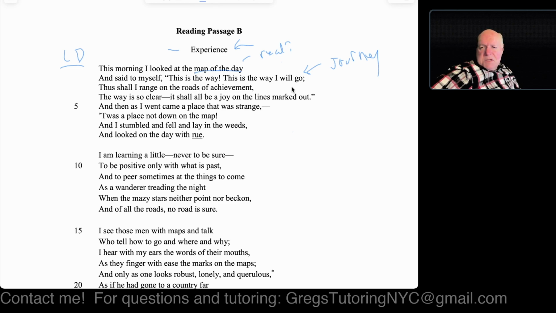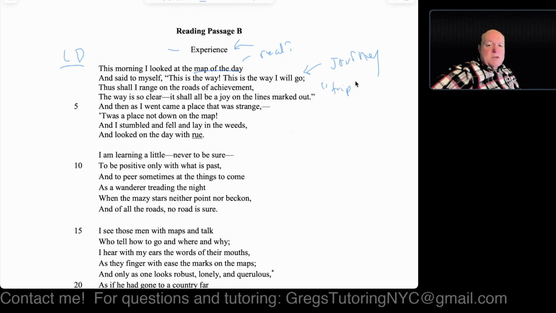So the person seems to be setting out a journey. Thus shall I range on the roads of achievement. The way is so clear, it shall all be a joy on the lines marked out.